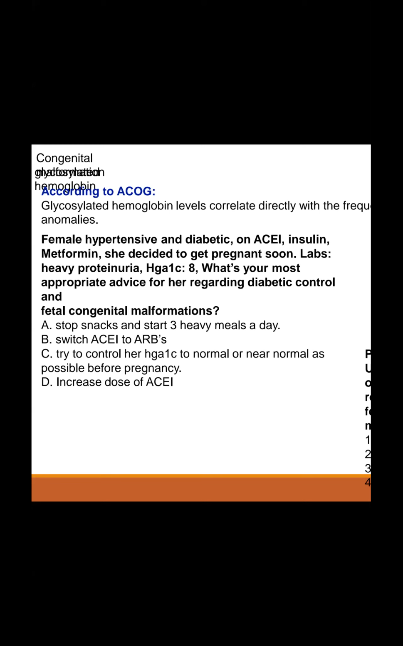Excellent, Dr. Ikra. Why? Because with HbA1c 8 she has already started proteinuria. We would keep the ACE inhibitor for renal protection, but now we can't keep the ACE inhibitor, because it causes teratogenic effects. So we have to improve the HbA1c level before pregnancy. Okay, thank you, Doctor.